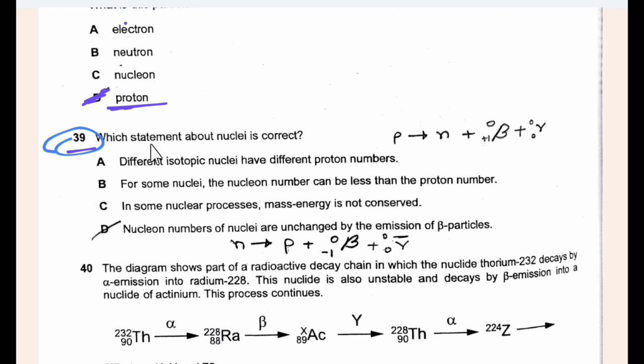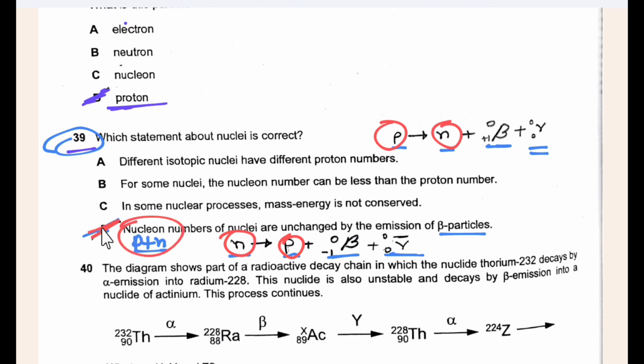In question number 39, which statement about the nuclei is correct? So the option would be D, that the nucleon number, that is the total number of protons plus neutrons, is unchanged by the emission of a beta particle. When beta minus decay occurs, a neutron changes to a proton, a beta minus particle, and an antineutrino, and when a beta positive particle, that means a positron, is emitted, then a proton changes to a neutron, a positron, and a neutrino. As we can see, a neutron changes to a proton or a proton changes to a neutron, so the total nucleon number is the same, so option D is correct.